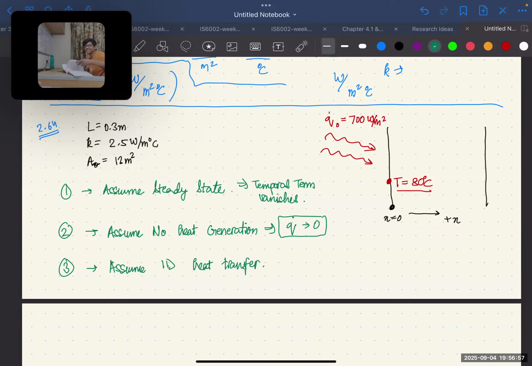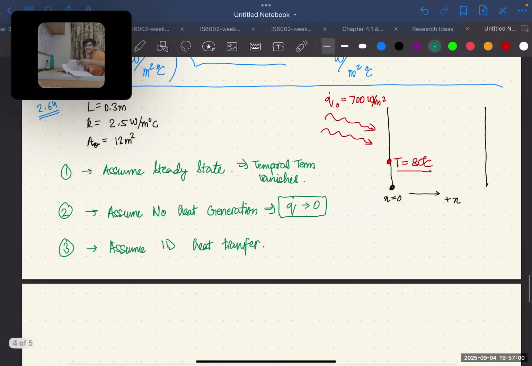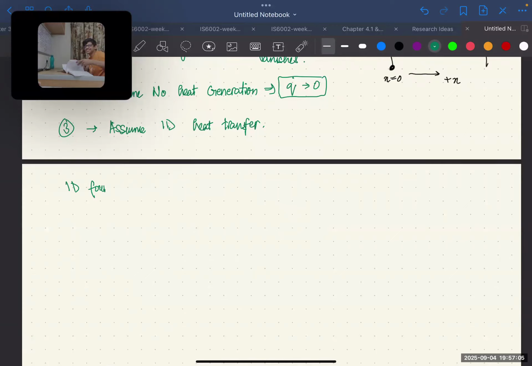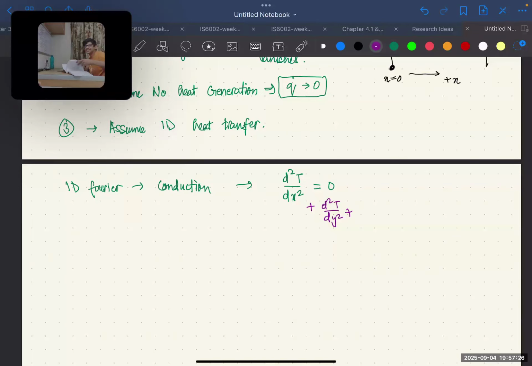So Fourier's law for conduction, and they're asking us to go for the 1D case. What is the equation? It is d square T over dx square equals 0, right? If it would have been 3D, we would have had terms like plus d square T over dy square plus d square T over dz square, right? But right now we don't have that. So it's good.